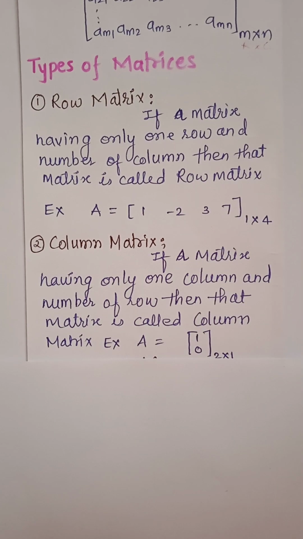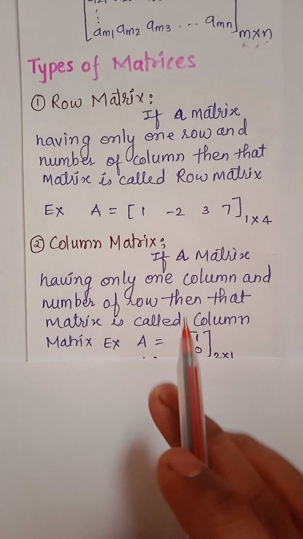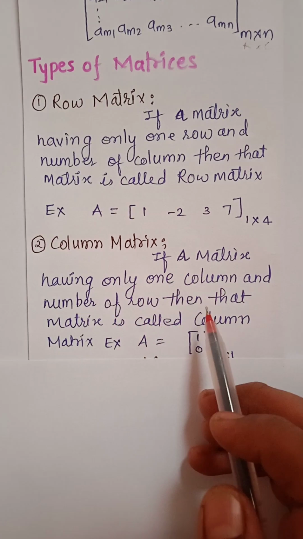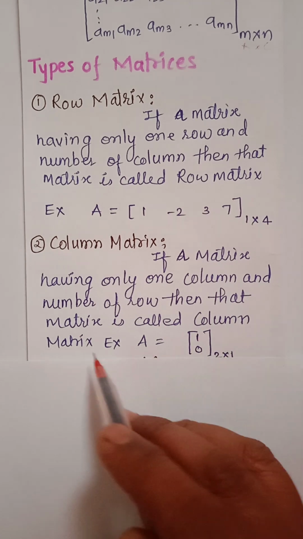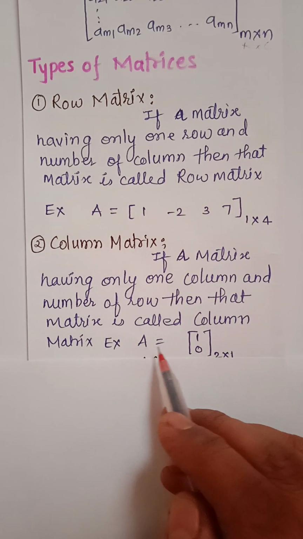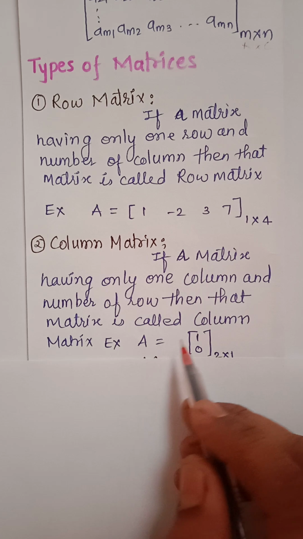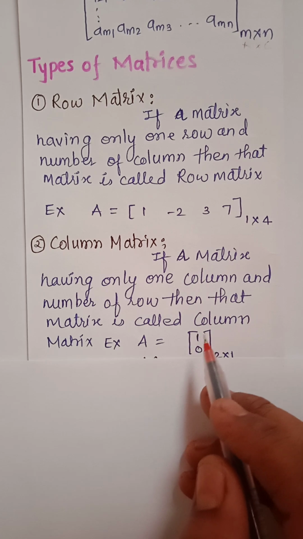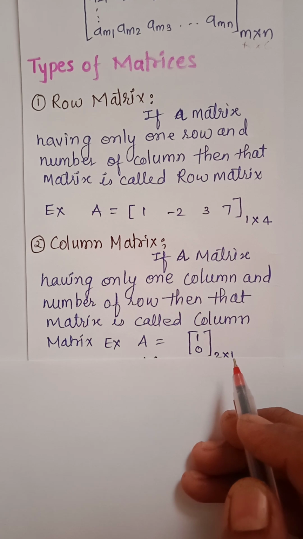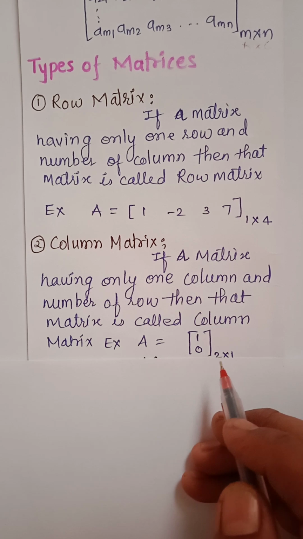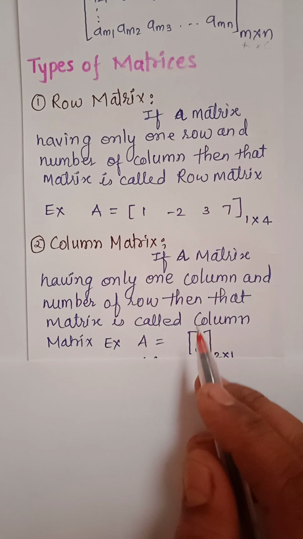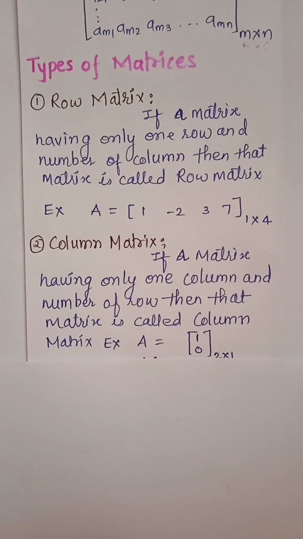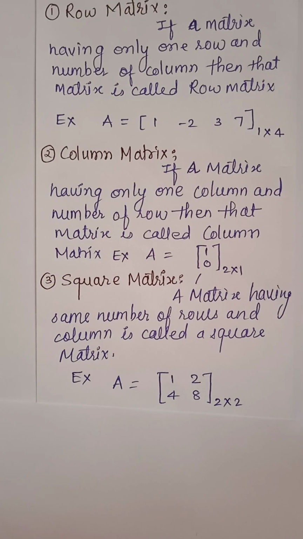Next, what is a column matrix? Similarly, like a row matrix, a matrix having only one column and a number of rows is called a column matrix. Example, A is a matrix and this matrix has only one column and two rows. So it is a 2 by 1 matrix. Order of this matrix is 2 by 1. Only one column is there and a number of rows. So this type of matrix is called a column matrix.